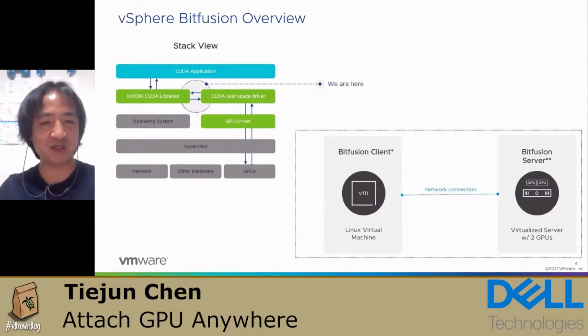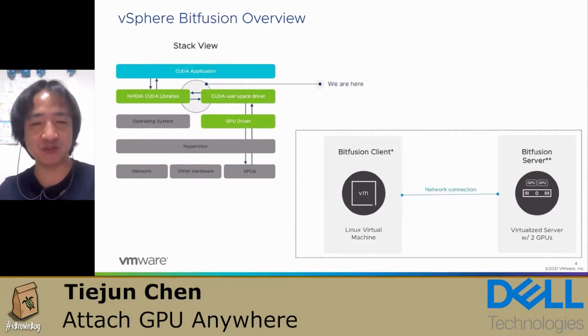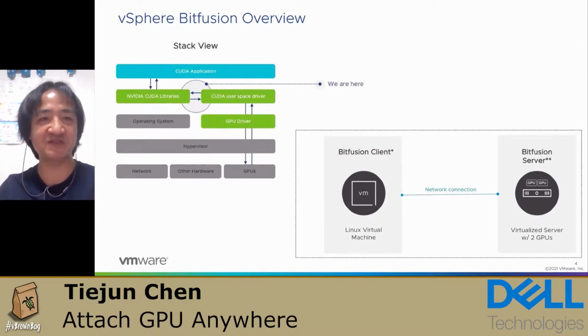But actually, VMware Bitfusion just utilizes a client-server model. The client just runs your machine learning AI workload, and the server provides the hardware acceleration. So vSphere Bitfusion can trick your client into thinking it has a local GPU when the GPU is in fact on the ESX server. That's about vSphere Bitfusion.